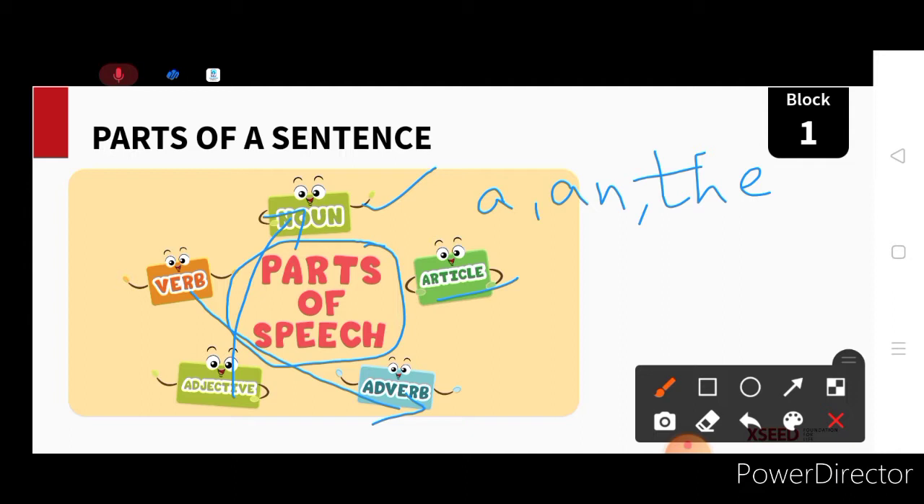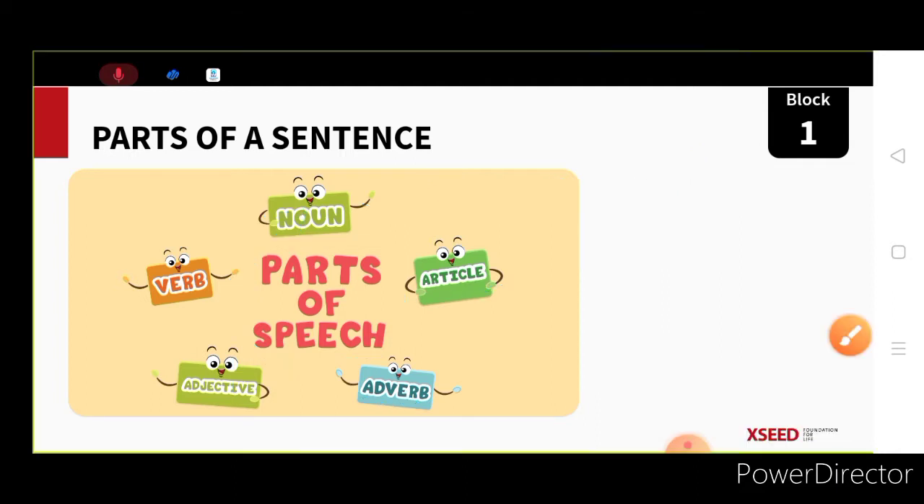Are you following my point? Adverb means which adds meaning to the verb, and adjective means which adds meaning to the noun.